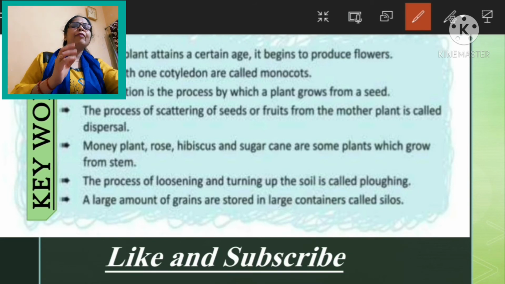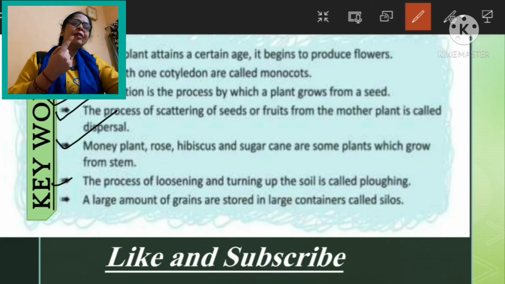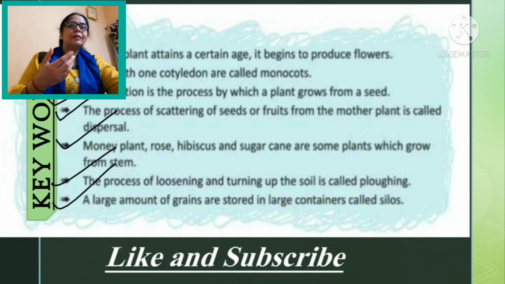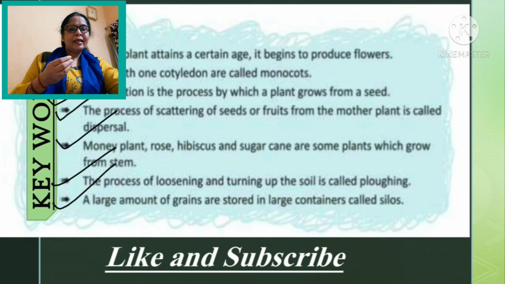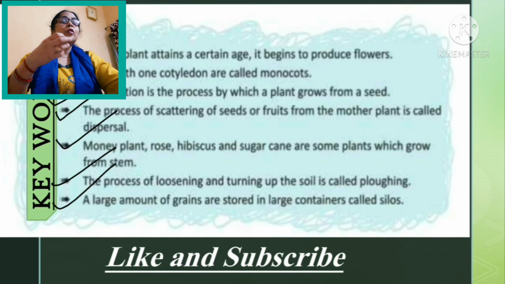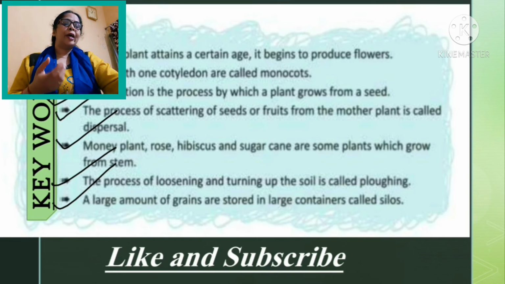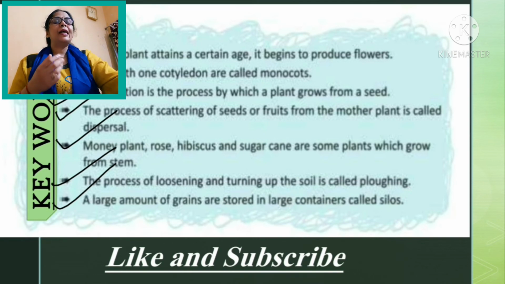After that, adding the fertilizer. Fertilizers are of two types: chemical fertilizer and natural fertilizer. Chemical fertilizers are chemicals which are prepared in factories, and they can easily improve the fertility of our soil. For example, phosphate, nitrate and urea. These are examples of fertilizer.